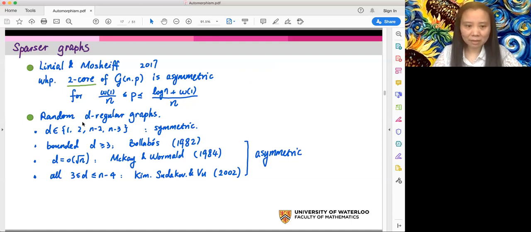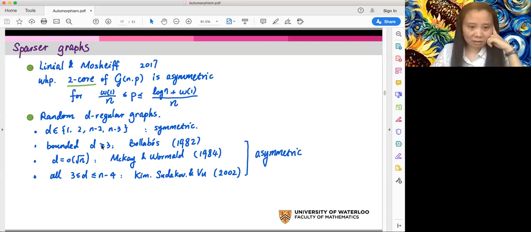because the mapping has to preserve the degrees. So when d is either 1 or 2 or n minus 2, n minus 3, it's very trivial that this random graph has to be symmetric. d equals 1 is just a perfect matching. d equals 2, the random graph is just a bunch of cycles, so of course they're symmetric.